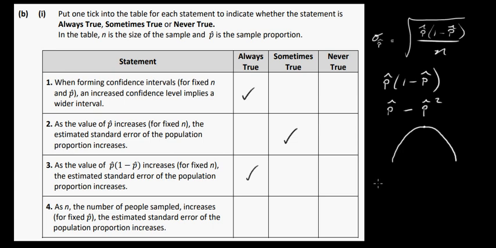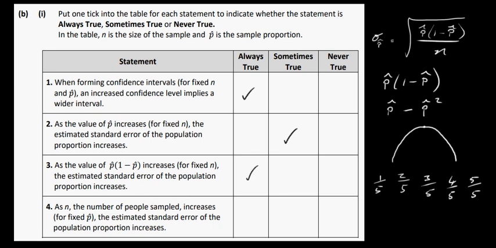So for example, if you've got 1 over 5, 2 over 5, 3 over 5, 4 over 5, 5 over 5, and so on, you can see the numerator is increasing. What's happening to the entire fraction? We have 1/5, 2/5, 3/5, 4/5. The entire fraction is increasing. So as p hat times 1 minus p hat increases, the entire standard error will increase as well. So that's always true.